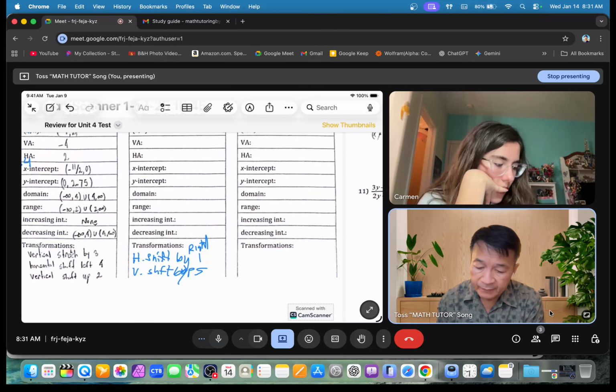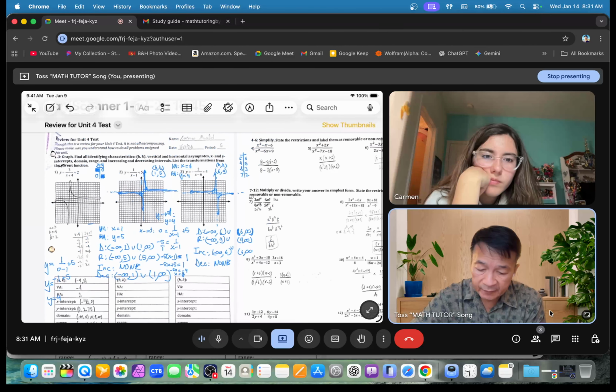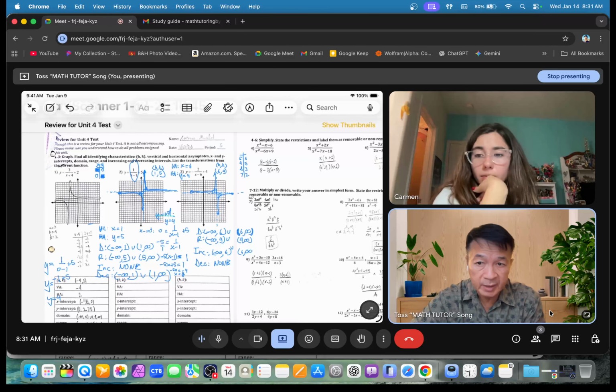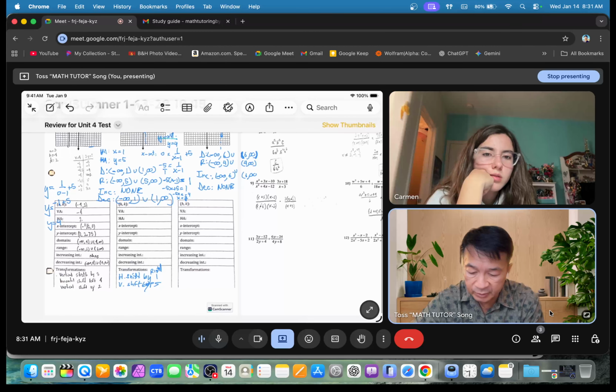Now, vertical stretch. Here's the thing: you don't write anything for that because it's the same as the parent function. It's 1. If it's a 1, you don't say anything. But if it's anything other than 1, like 3, then you say what she did there: vertical stretch by 3.